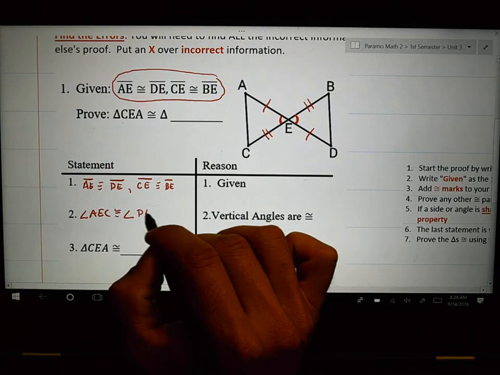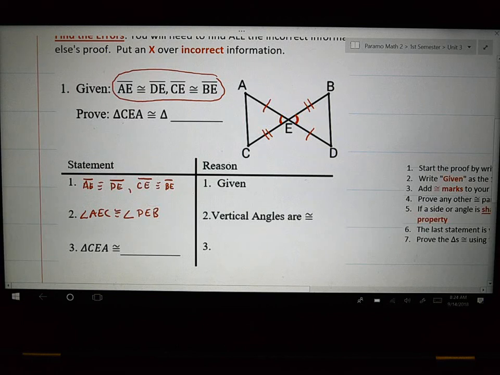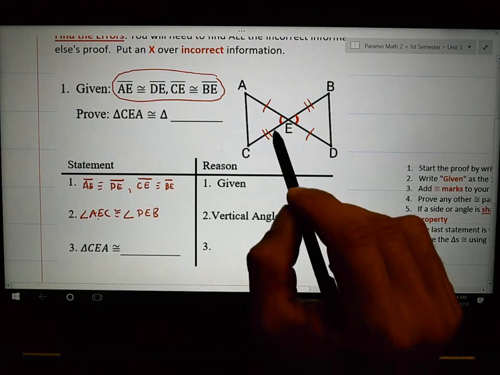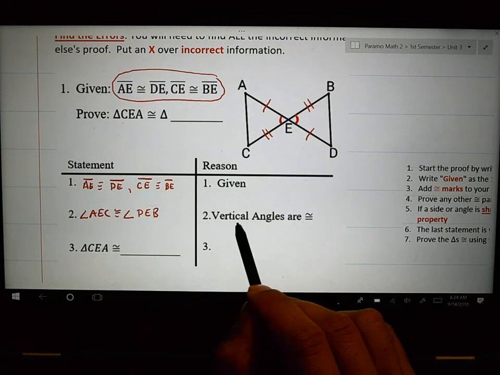If you said DEB or BED, those would both be correct. As long as E was the second letter, you're good to go. How do we know that this angle is congruent to this? It's because they're vertical angles.